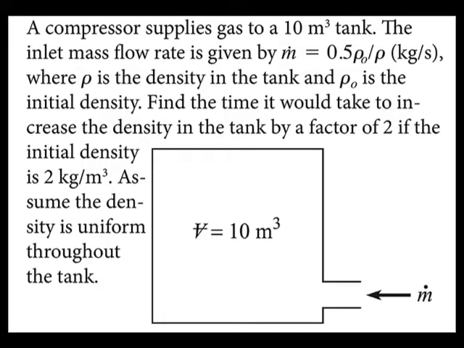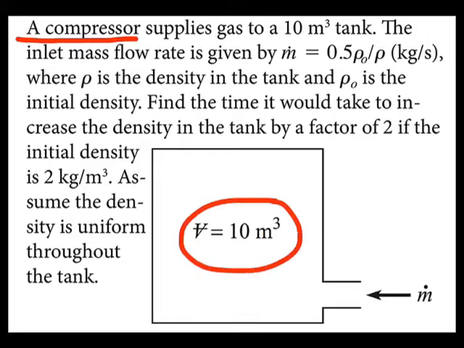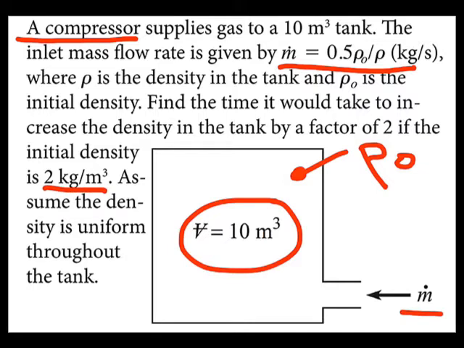Welcome. So we have a compressor and it's providing flow into a 10 cubic meter tank. The mass flow rate here is given by this equation, and so the density in the tank starts out with a value of rho 0, and that value is 2 kilograms per cubic meter, and at the end of the problem the density is increased to twice that initial density, so we're going to go from rho 0 to 2 rho 0. The problem statement tells us to assume the density is uniform throughout the tank.